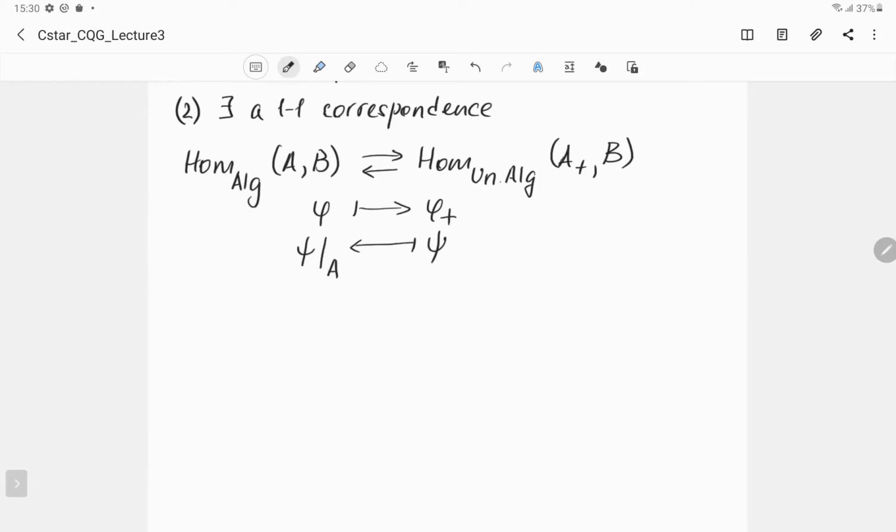And these two maps are inverses to each other. So we have a one-to-one correspondence. And moreover, this correspondence is easily seen to be natural in A and B. So it is, again, an adjunction. So we have the unitization functor, which acts from the category of algebras to the category of unital algebras, and the inclusion functor, or the forgetful functor, from the category of unital algebras to the category of algebras. And this result means that these functors are adjoint to each other.